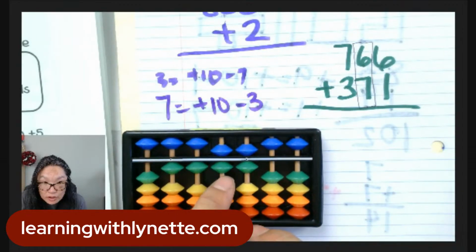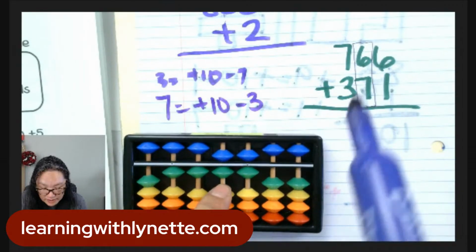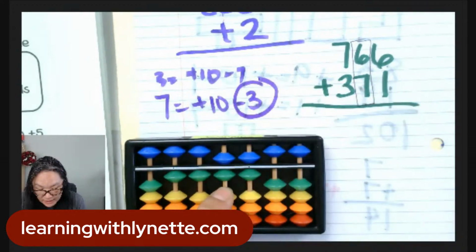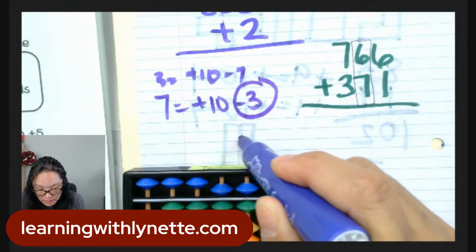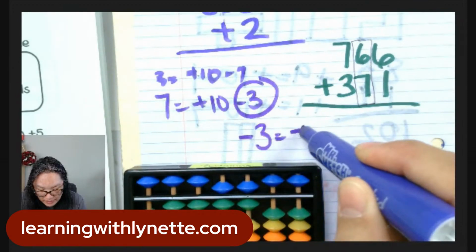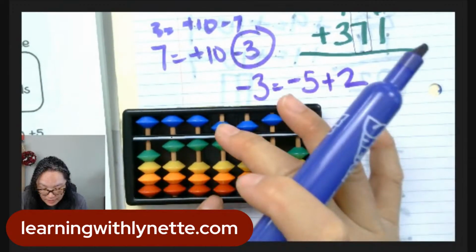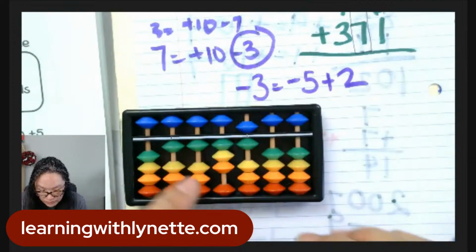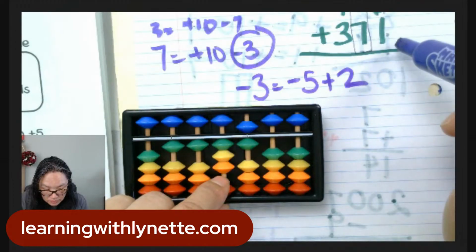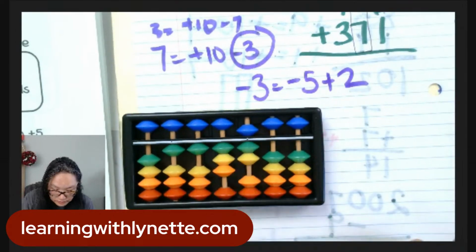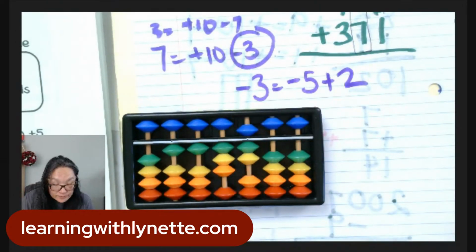And then if you look, I don't have any more beads to minus the 3. Minus the 3 is what? Minus the 3 is equal to minus the 5 plus the 2. And then plus 1. And that's the answer.